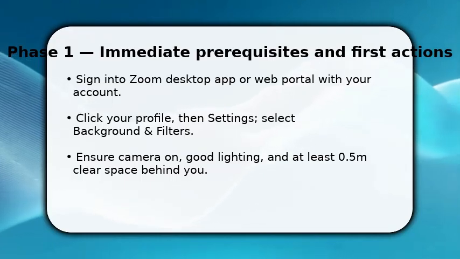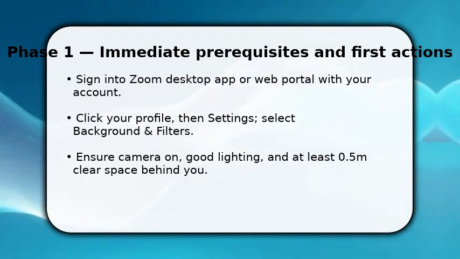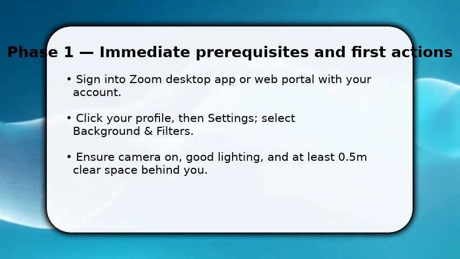You start by opening Zoom and signing in. This puts you where backgrounds live. Click your profile, choose settings, then background and filters. That's the control panel. Make sure your camera is on and you have about 5-meter clear space.